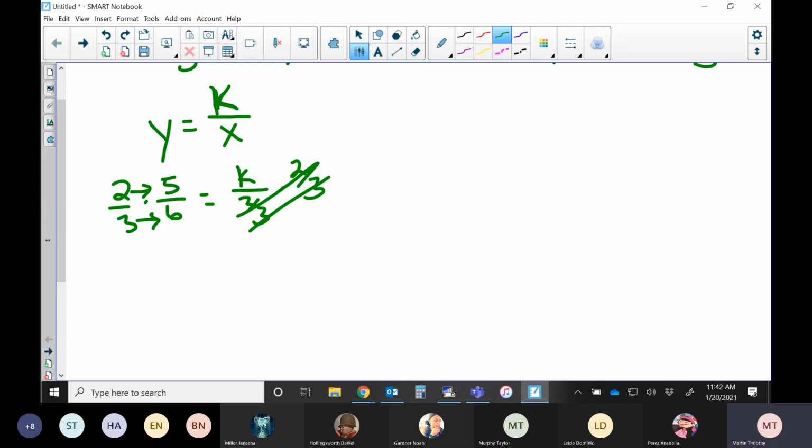So meaning I would look at the 2. Does the 2 have anything in common with the 3 or the 6? And yes, it does. It has something in common with the 6. So 2 goes into 2 once, and 2 goes into 6 three times. I like to simplify first.